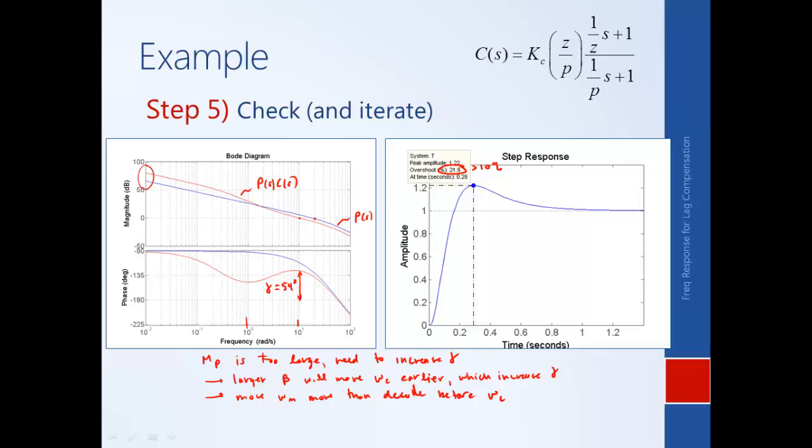where, again, we'll have to iterate, and we may find that we're not actually able to achieve this overshoot. So we may have to sort of push back on the requirements, or we may have to consider using a different type of compensator. For example, you could use 2 lag compensators.